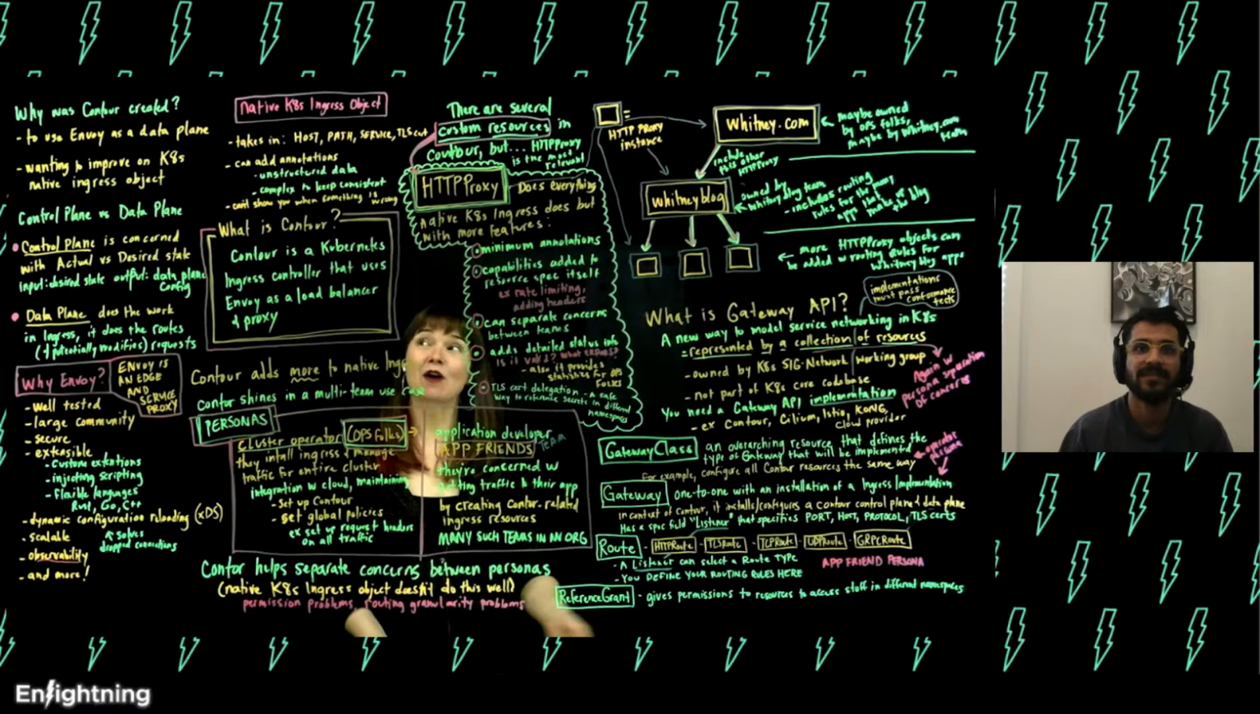So we first talked about why Contour was created. The idea of needing Ingress, a way to get traffic into the cluster, was not a new idea, but this technology Envoy emerged, and using Envoy as a data plane in the cluster is very appealing. That's one reason, and I'll get into exactly why later. Another reason Contour was created was wanting to improve on the native Kubernetes Ingress object. So let's talk about both of those things in depth.